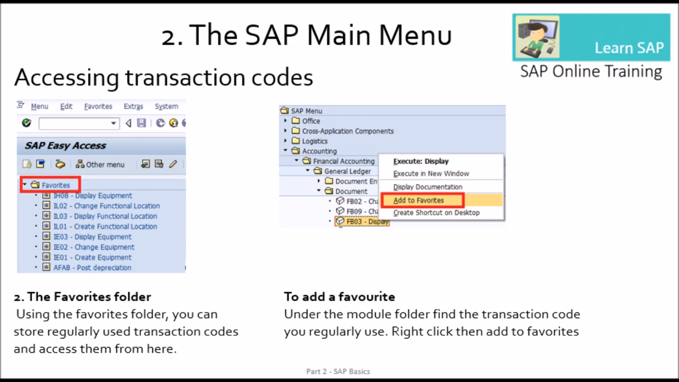Accessing transaction codes using the favorites folder. Using the favorites folder, you can store regularly used transaction codes and access them from here. To add a favorite, under the module folder, find the transaction code you regularly use. Right-click, then add to favorites.